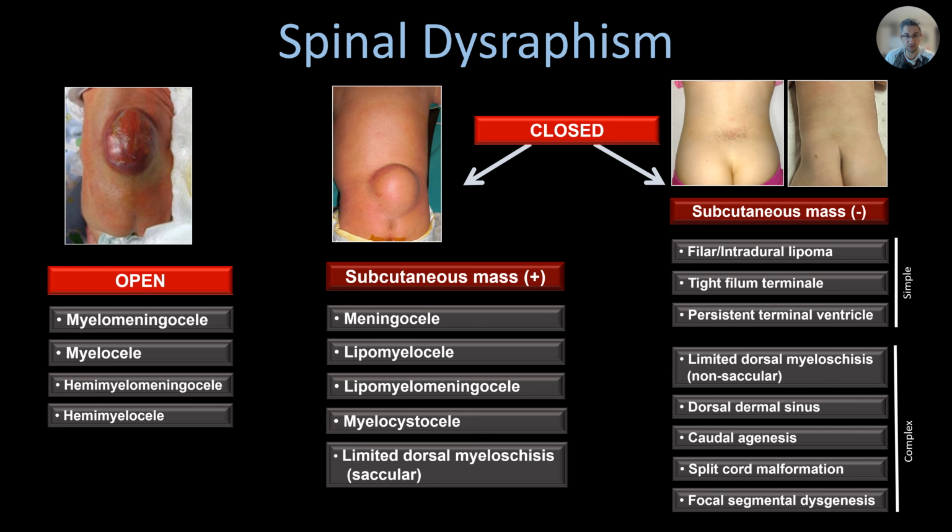In this slide, you can see the overview of most commonly encountered spinal dysraphisms, and I'm going to use this slide as a roadmap to navigate between them. I would like to start with open spinal dysraphism. The most common one is myelomeningocele. The other three are very rare, and most likely you will see only a few cases in your lifetime.